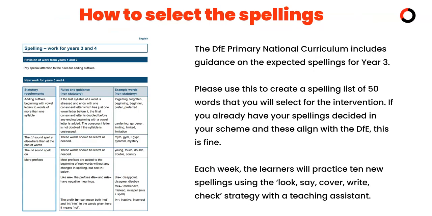How to select the spellings. DFE National Curriculum includes guidance on the expected spellings for Year 3. Please use this to create a list of 50 words that you will select for the intervention. If you already have your spellings decided in your scheme and these align with the DFE, this is fine. So each week, the learners will practice a minimum of 10 new words using the spelling strategy with a teaching assistant.